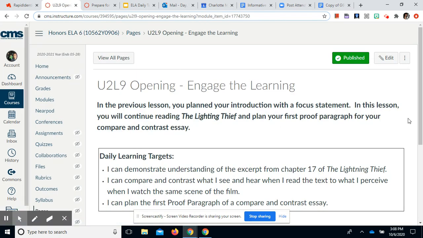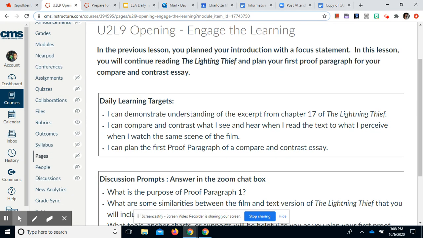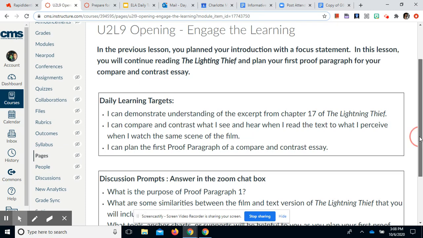I can demonstrate understanding of the excerpt from chapter 17 of The Lightning Thief. I can compare and contrast what I see and hear when I read the text to what I perceive when I watch the same scene of the film. And I can plan the first proof paragraph of a compare-contrast essay.